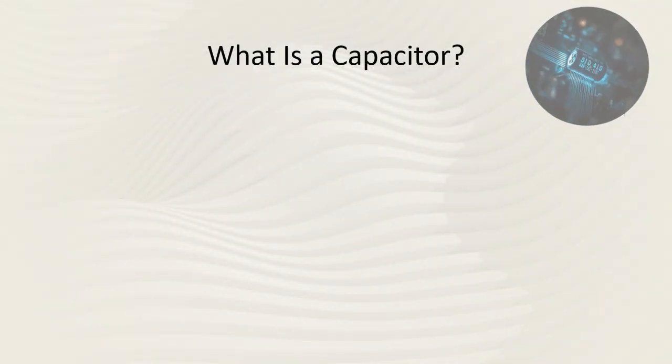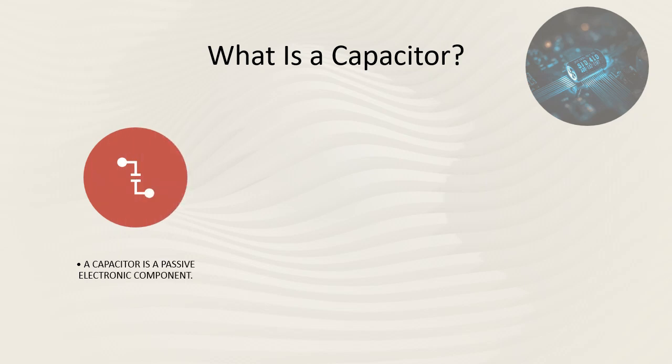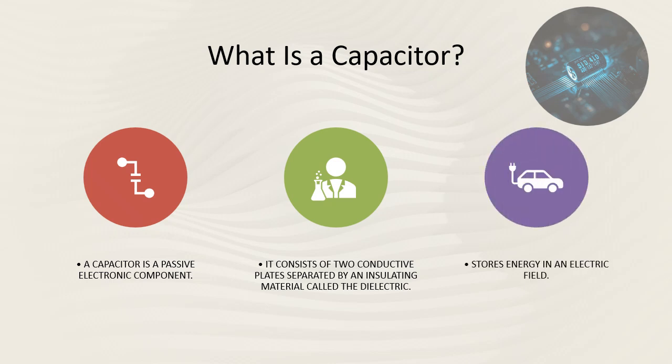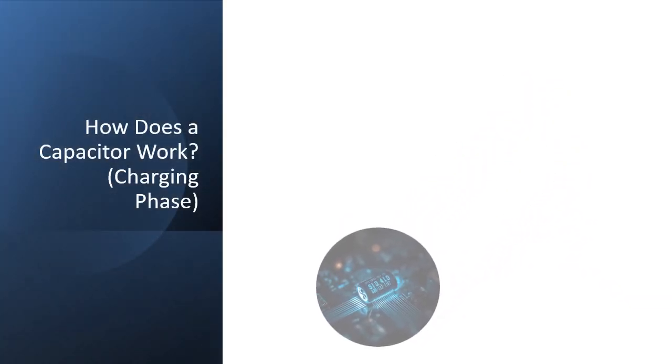What is a capacitor? A capacitor is a passive electronic component made up of two conductive plates separated by an insulating material called a dielectric. Its main function is to store energy in the form of an electric field. Capacitors are widely used in electronics for various purposes, making them a fundamental building block in circuit design.